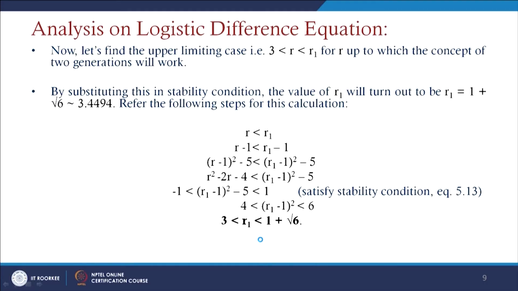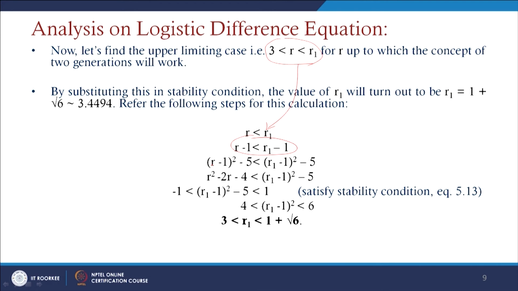So, that is why, to find the range where the stability condition can be achieved, we are assuming that r should lie between 3 and r1. Here r1 is an unknown parameter. If you go for a small numerical calculation of these values, and assume r less than r1, then obviously we can subtract 1 from both sides and write this statement.